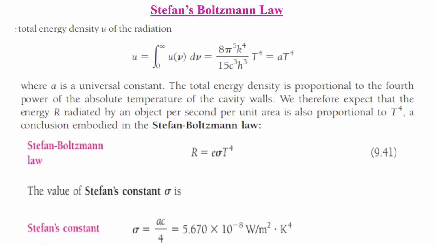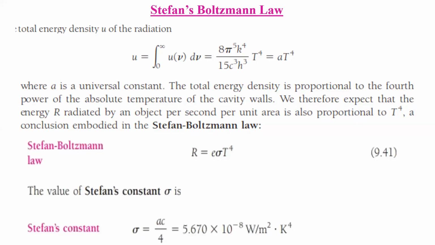written on top of the slide. So 8 pi to the power 5 k to the power 4 divided by 15 c cubed h cubed, times T to the power 4. And as you can see, in the Stefan-Boltzmann law all other factors are constants except temperature T. So we can easily write it as A T to the power 4. And this is the law which tells us that every body will radiate according to its temperature. The energy density of radiation for any particular radiating body will depend only upon its temperature. So A is a universal constant. You can calculate its value and keep it for your numerical usage.